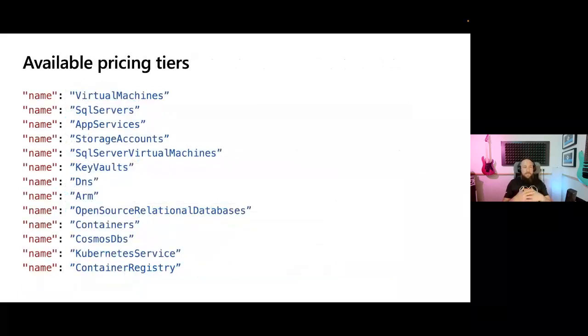Within the scope of enabling Defender for Cloud plans, these are the pricing tiers that you can leverage. So virtual machines is Defender for Servers. We have Defender for Storage. We have Defender for SQL Server on machines, Key Vaults, Defender for Containers. Also, we do have Kubernetes Service and Container Registry, but be aware that these two plans are deprecated and they have been merged into Defender for Containers. I just added them for the sake of completeness.